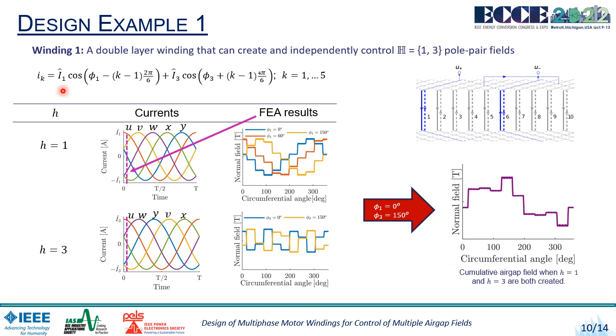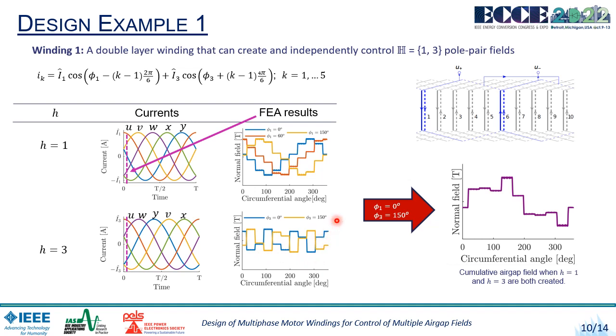This current component I1, with an amplitude I1 hat and angle phi1, controls the amplitude and phase angle of the air gap field of one pole pair, while the current component I3, with the amplitude I3 hat and angle phi3, controls the amplitude and spatial angle of the 3 pole pair field. FEA simulations are run first with just the I1 component and next with the I3 component, and it can be seen that indeed these create a 1 pole pair field and a 3 pole pair field.